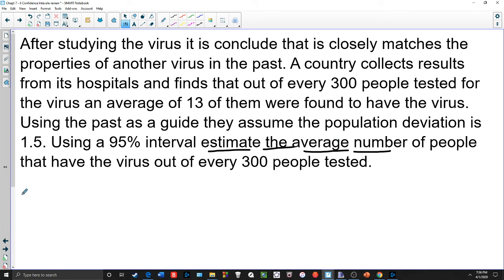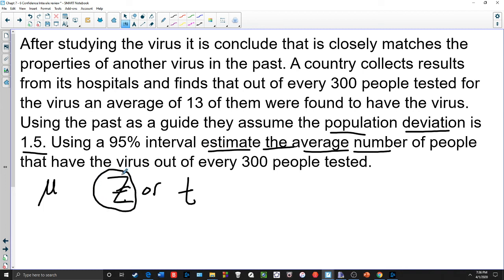So if I want the average, that means I'm going to be estimating a mu. So I'm going to be using either z or t and decide which one it is. Well, it says assume the population deviation is 1.5 because they're using the past as a guide. So they caught this virus in the past that's very similar. They said, well, based on that result, we found the deviation was 1.5 in terms of number of people infected. So that means that we have a population deviation, or at least a decent estimate for it. So we're going to be using a z-test because we have the population deviation. We don't need to have this greater variability. We can use that as our guide.